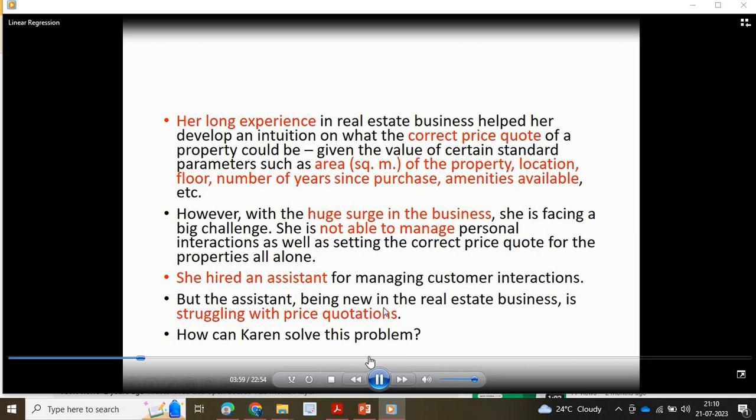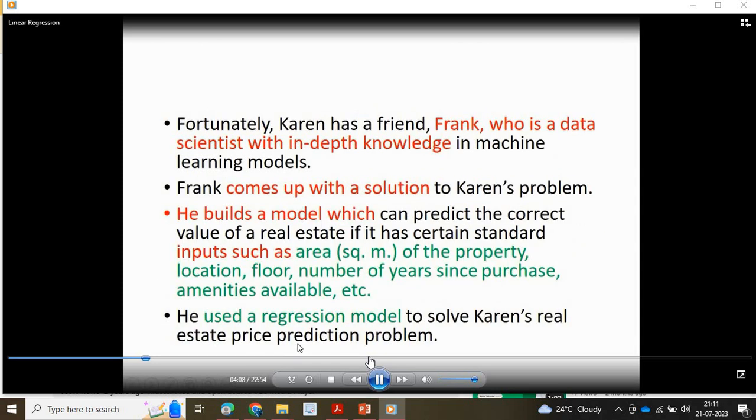But the assistant is new to the business. She is struggling with the price quotations. How was this problem solved by Karan? Frank is Karan's friend. He has in-depth knowledge of machine learning models. Frank comes with a solution to Karan's problem.